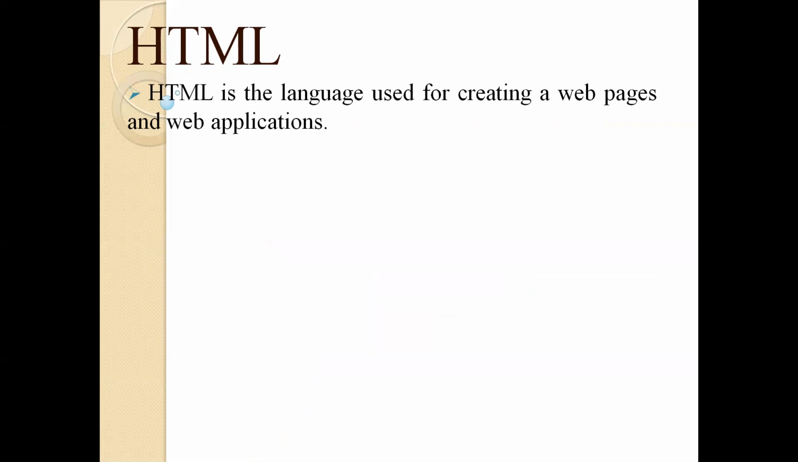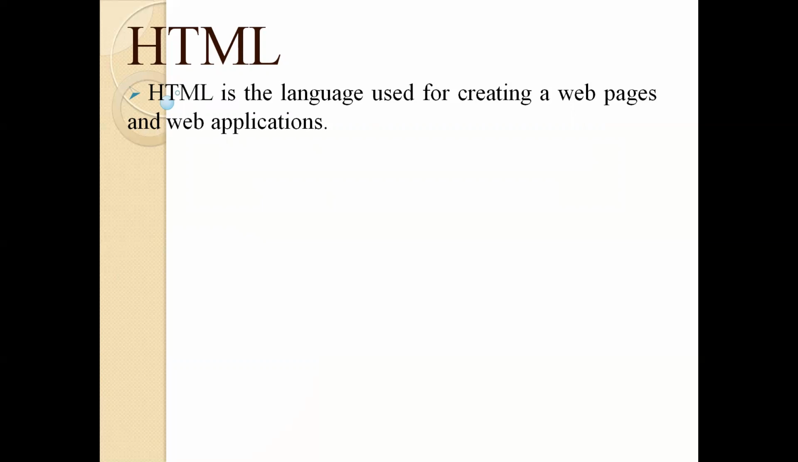We all know that there are many computer languages. Each and every language has some purpose. For example, the C programming language is a general purpose programming language, and similarly, other programming languages are used for other purposes. And the purpose of the HTML language is that it is used to create web pages and some web applications.